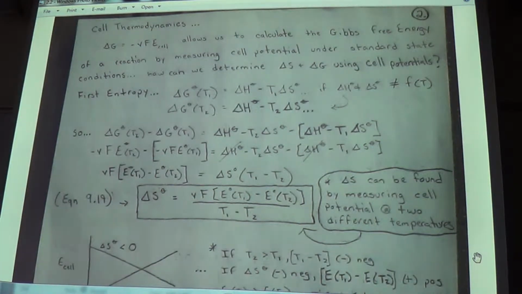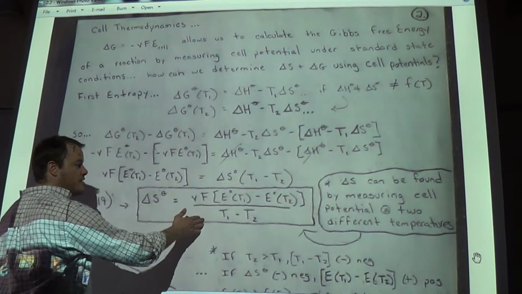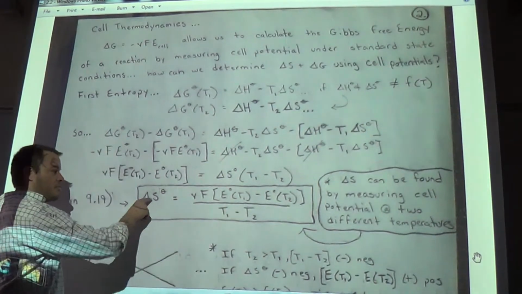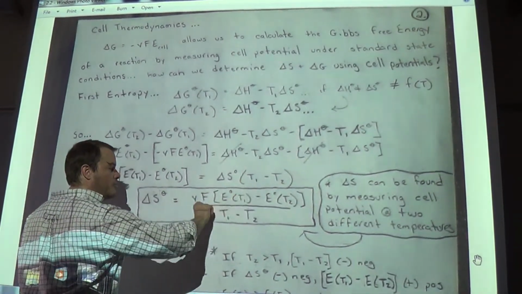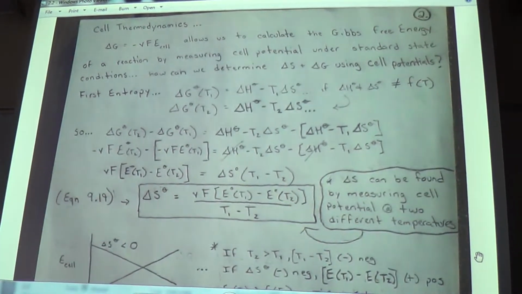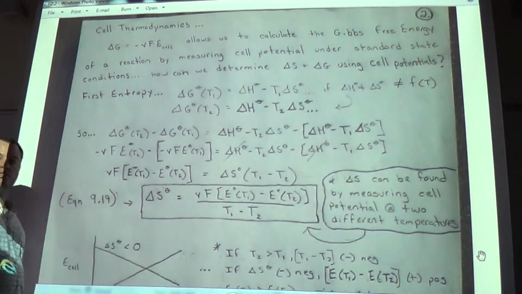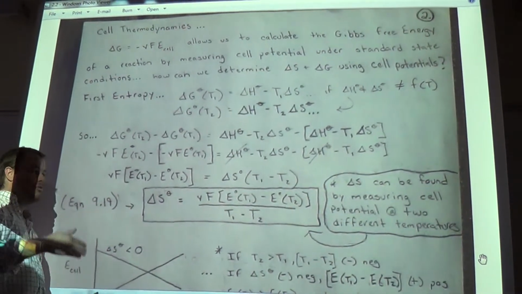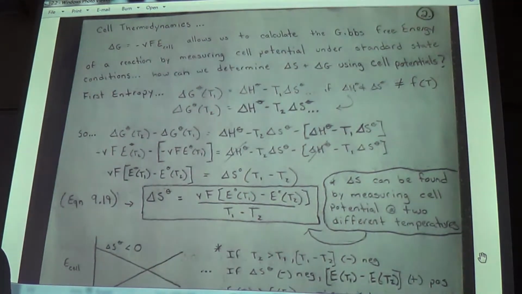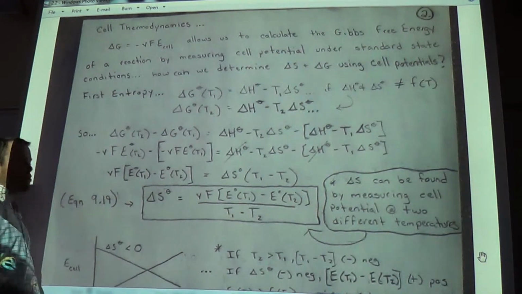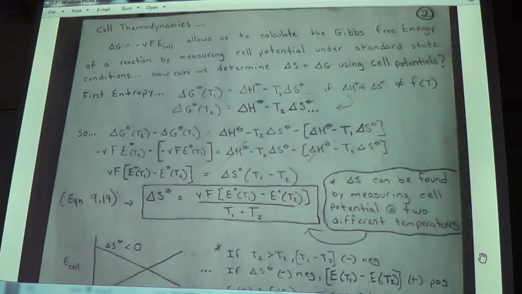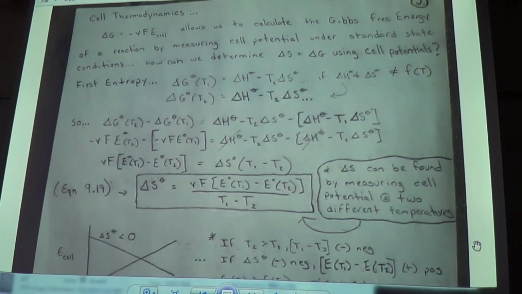You've got the T multiplying the delta S, take the derivative of that with respect to temperature, and the T goes away. And that's basically what this equation is saying. This delta S is the change in G with respect to the change in temperature. It's dG over dT, right? Here's the change in temperature, T1 minus T2. Here's the change in your delta G of the reaction, VF E of T1 minus VF E of T2. So that's kind of where this equation comes from. To figure out the delta S, we take the derivative of G with respect to temperature.